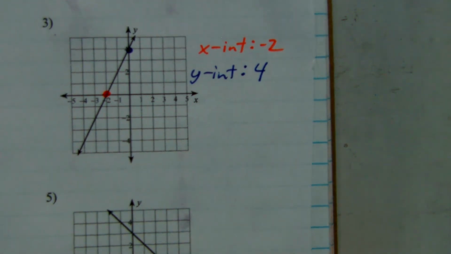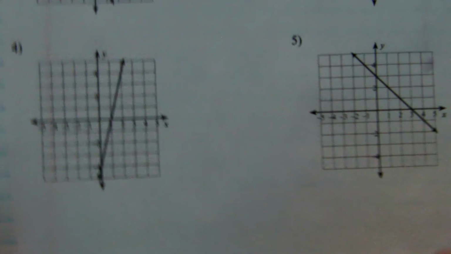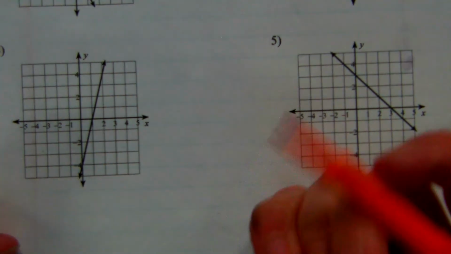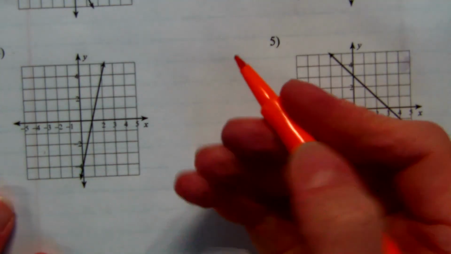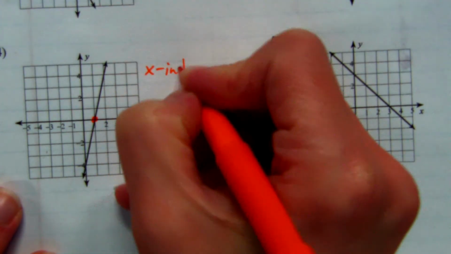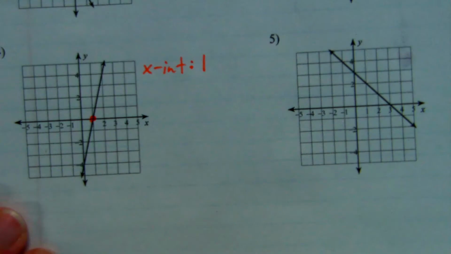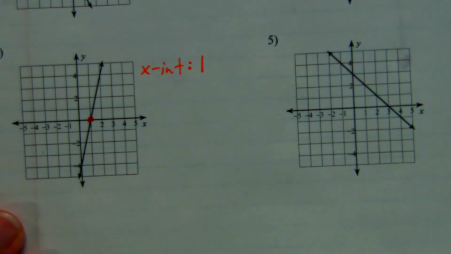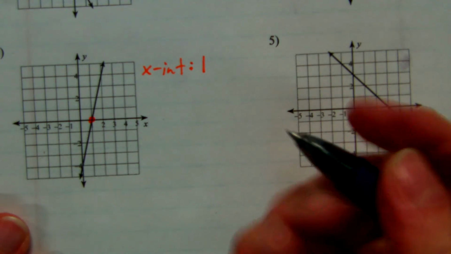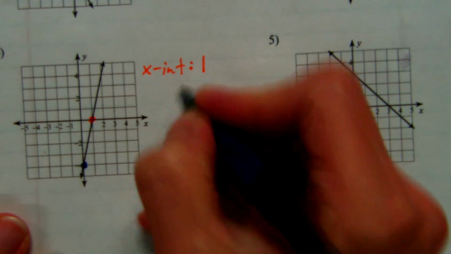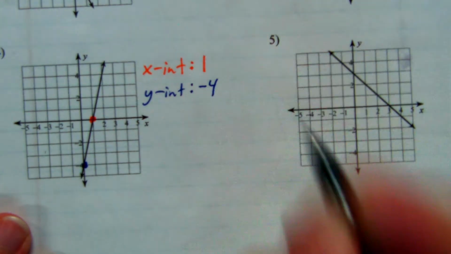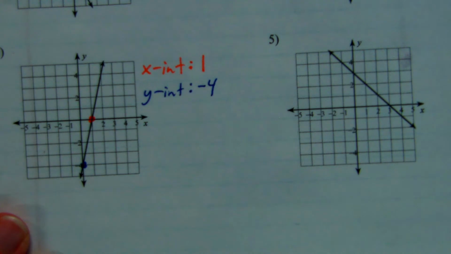All right. So let's go ahead and look at number 4. What is the x-intercept? Go ahead and tell me. 1. Good job. Right here at 1. So I'm going to write down that the x-intercept is at 1. And where is the y-intercept? -4. -4 down here. So we can say the y-intercept is at -4.